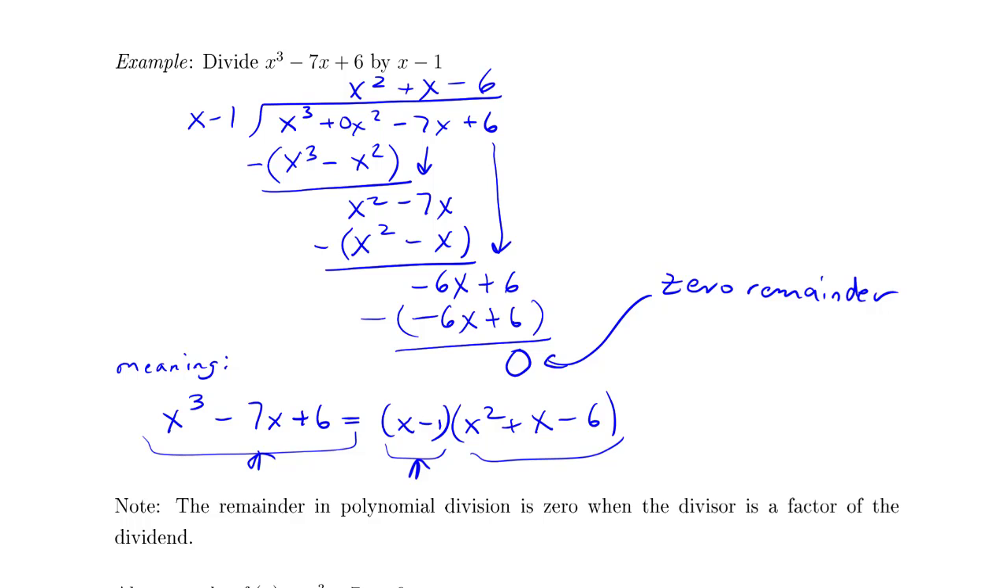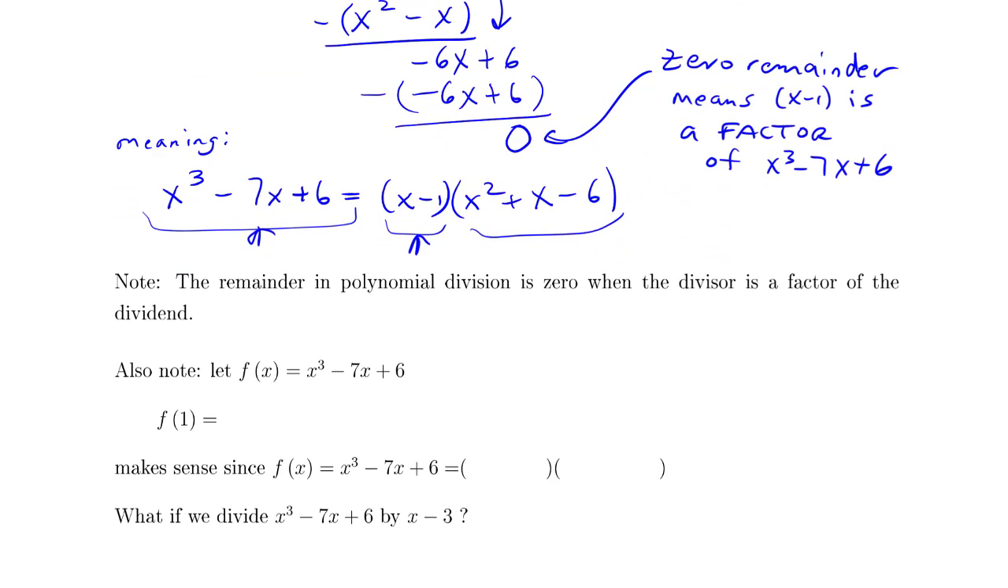So the 0 remainder means x minus 1 is a factor of x cubed minus 7x plus 6. And that's what I've been going for. And now I have a connection between the remainder of a polynomial division and something in factoring. And that's what I note right here. The remainder in a polynomial division is 0 when the divisor is a factor of the dividend. Okay, and that's what we saw. This x minus 1 was a factor of the dividend, and hence I got a remainder of 0.